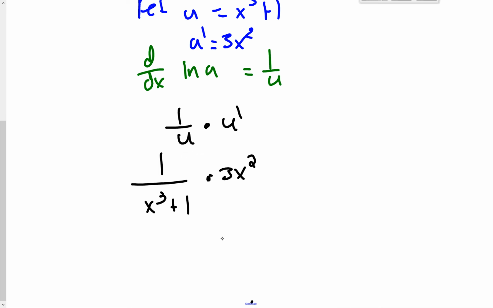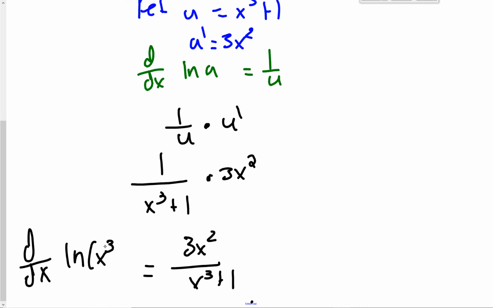Then you can put that over top, 3x squared over x cubed plus 1. And so there's the derivative, the derivative of ln of x cubed plus 1.